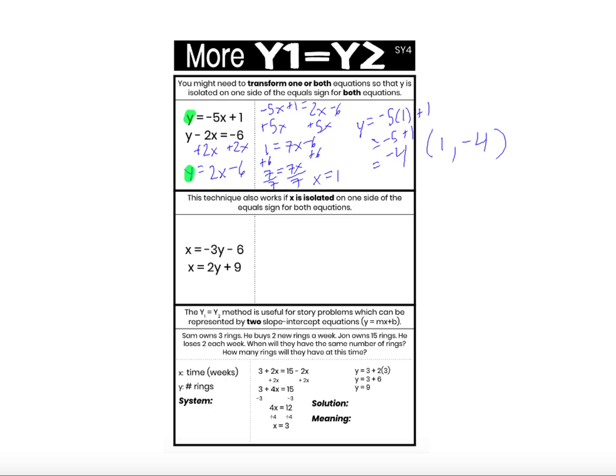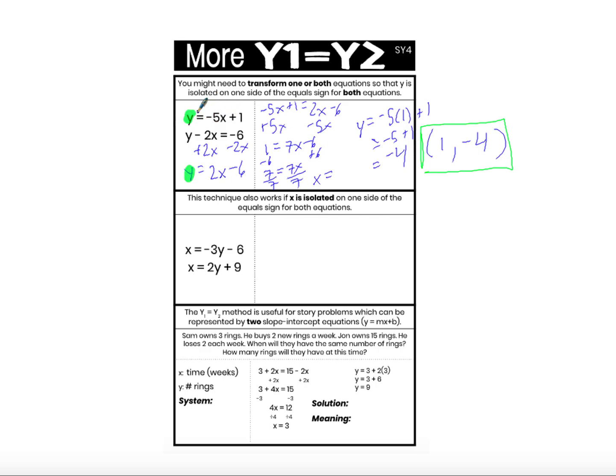That gives me my entire solution to the system, which is x equals 1, y equals negative 4. I don't have room on here to check using the second equation, but I can do that mentally. Does negative 4 minus 2 times 1, does negative 4 minus 2 equal negative 6? Yep, negative 6 equals negative 6. I would highly suggest that you always at least check in your head.